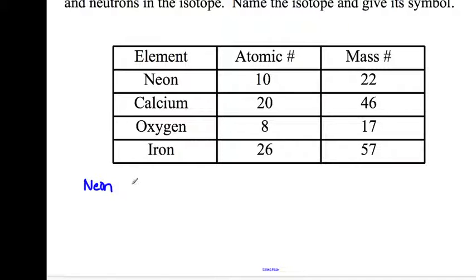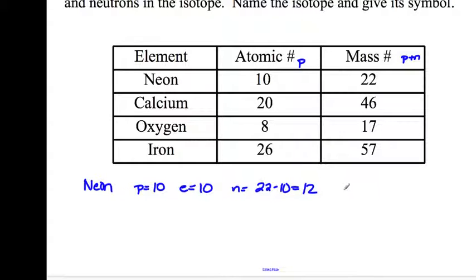So let's take neon, right, which the atomic number is 10. And that means that I have that number of protons. So neon has 10 protons. Since it's a neutral atom, I also have 10 electrons. Now the neutron part. Remember that your mass number is your protons plus your neutrons. So if I want to figure out how many neutrons I have, I take the 22 and subtract the protons. So 22 minus 10 is going to be 12. So I have 12 neutrons.